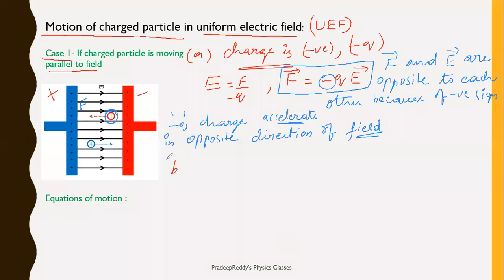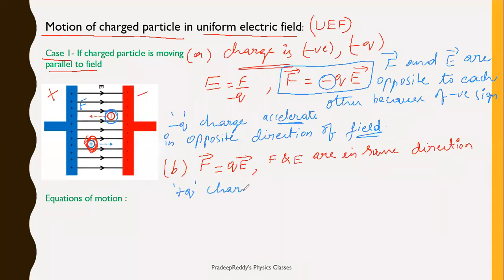Now let us take case B. Obviously, you are dealing with a positive charge. If it is a positive charge, simply you can write F bar is equal to Q into capital E. F and E both are in the same direction. As they are in the same direction, you could understand that for a positive charge, that means you are placing plus Q charge, that plus Q charge accelerates.